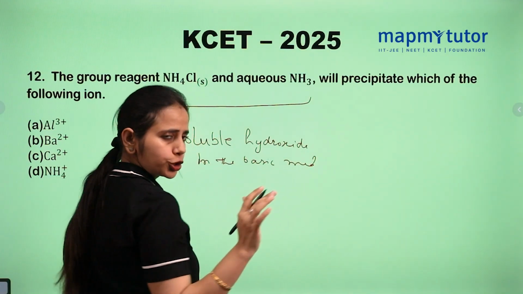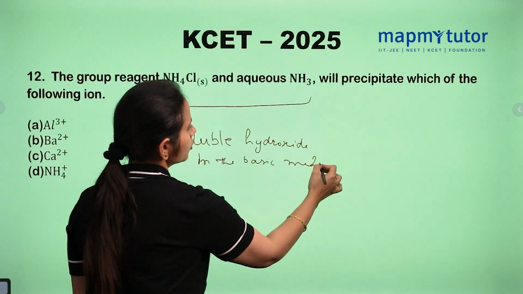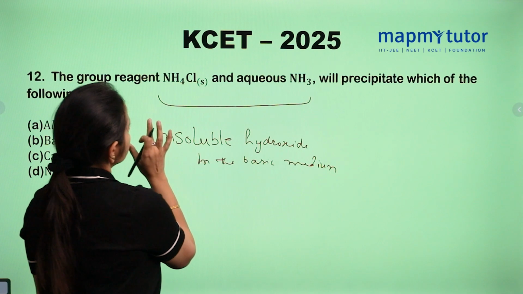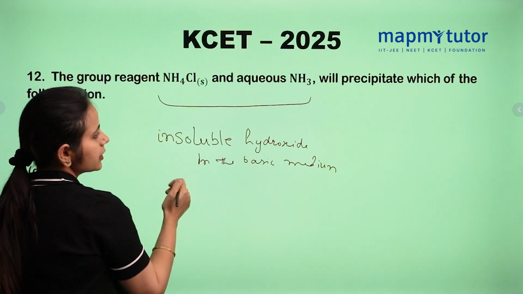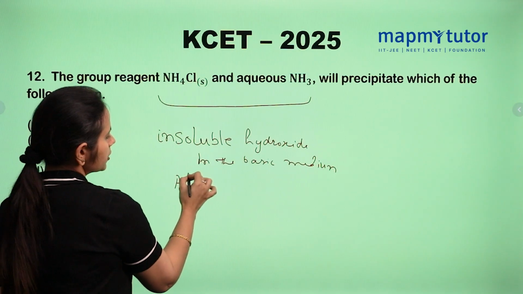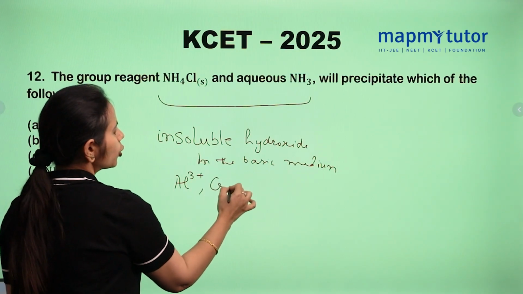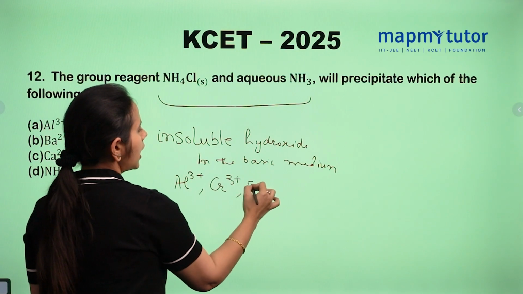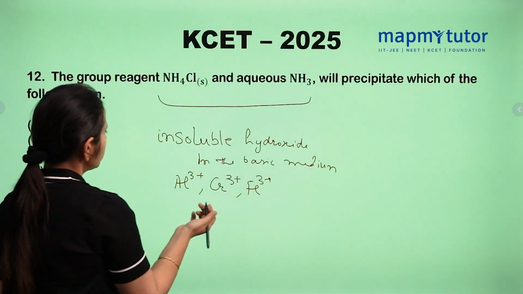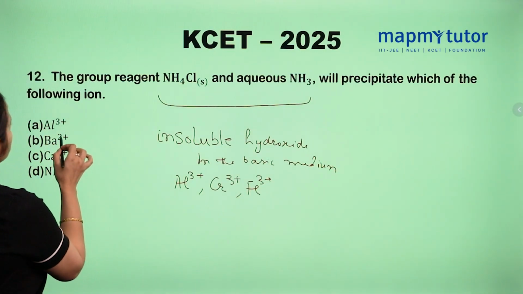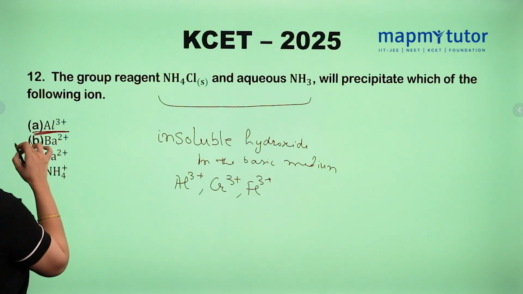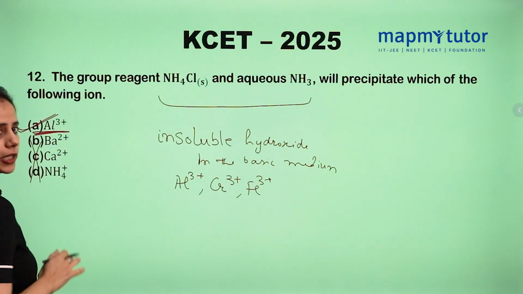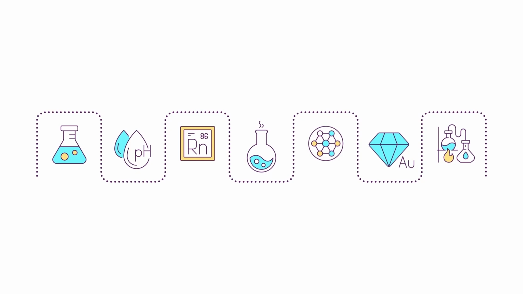This is a theoretical question. You should write this in your notebook in your notes: this group reagent precipitates insoluble hydroxides in the basic medium, for aluminium 3 positive, chromium 3 positive, and iron 3 positive. So let's see which option is present. Aluminium 3 positive, so this is our right answer.